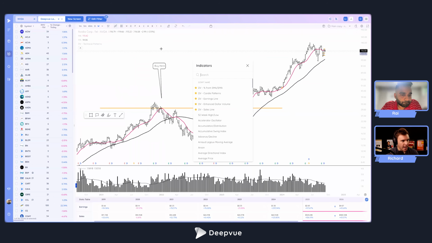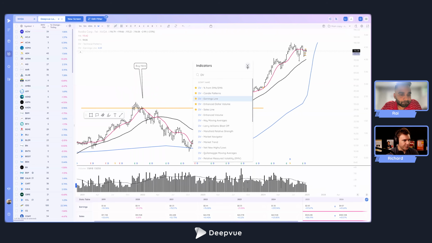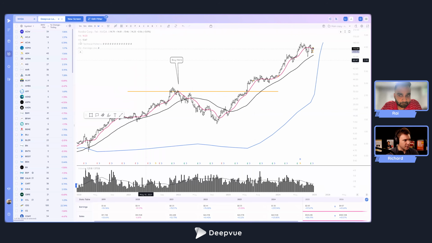And let's go ahead and add the DV earnings line, and you can do the sales line as well. You can see basically now that this is plotted. And just to be clear, you have to be on a weekly chart to see this. It's not going to work on a daily chart, because this is about the longer term view of a company. So that's why we're using a weekly chart.